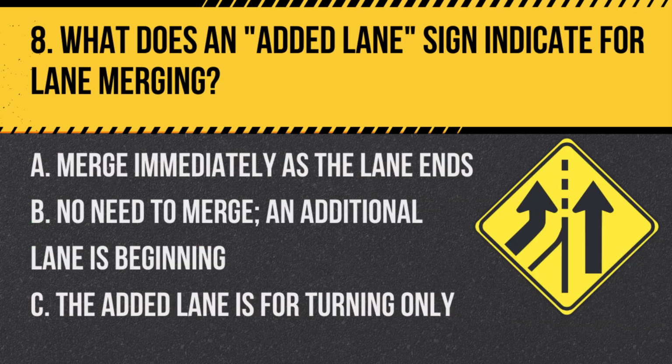Question 8. What does an added lane sign indicate for lane merging? A. Merge immediately as the lane ends. B. No need to merge. An additional lane is beginning. C. The added lane is for turning only. Answer. B. No need to merge. An additional lane is beginning. The added lane sign informs drivers that a new lane starts and merging is not necessary.